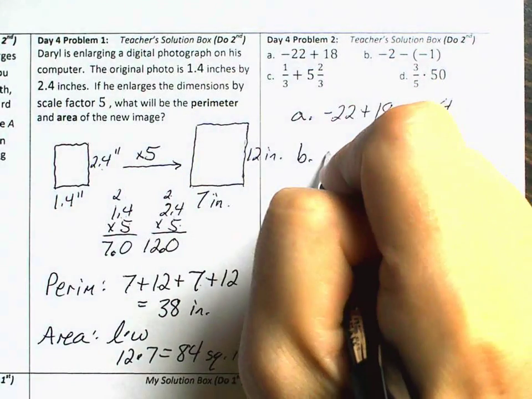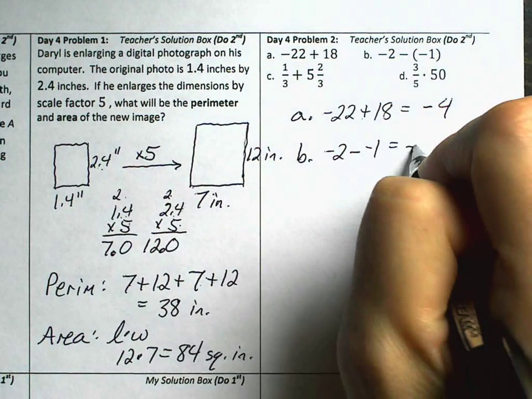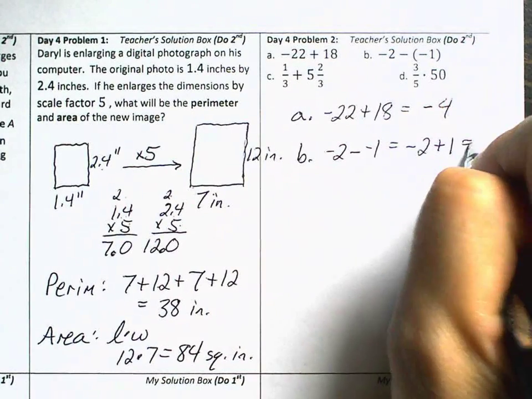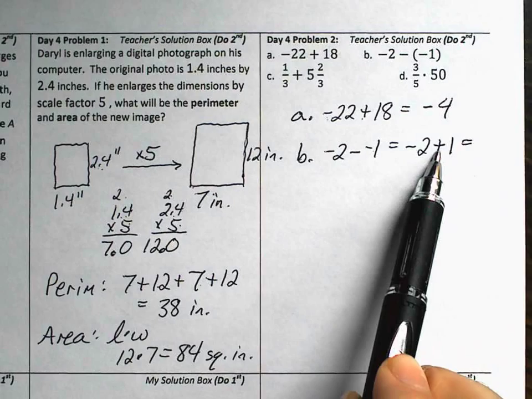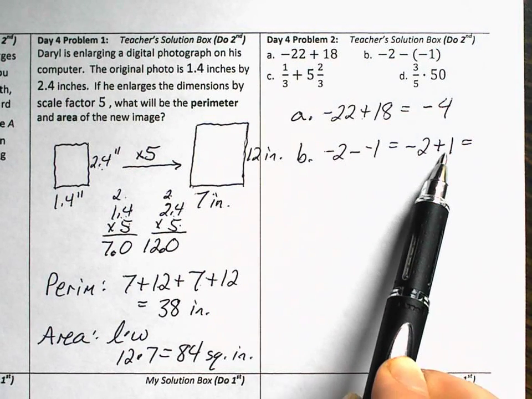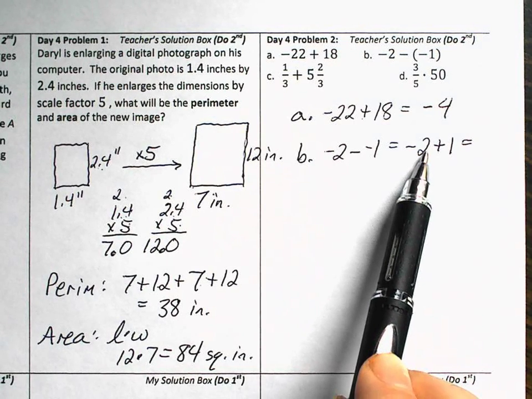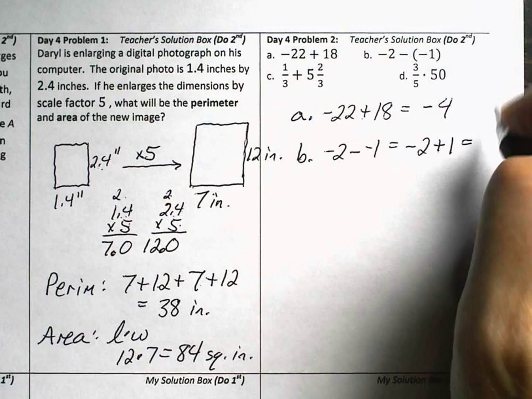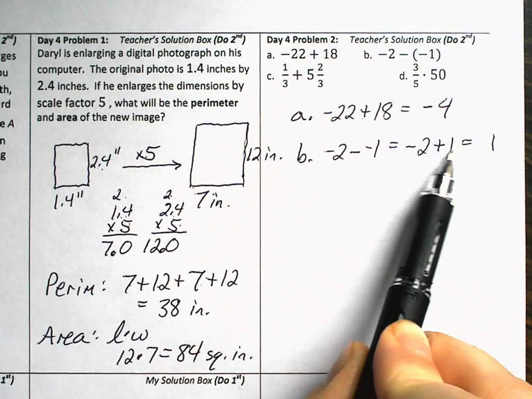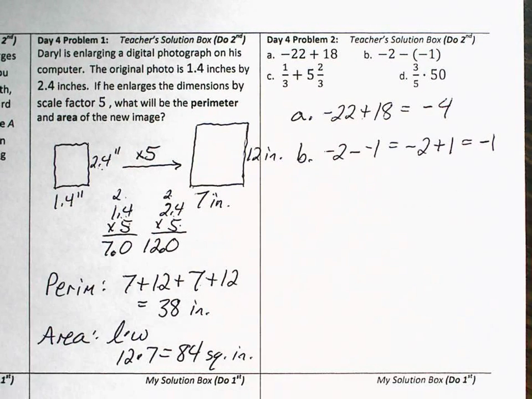Question B, negative 2 subtract negative 1. I'm going to change the subtraction to adding and change the negative 1 to positive 1. This creates an adding problem, but again, the numbers being added have different signs. So I find the difference of the numbers. The difference between 2 and 1 is 1. The larger of the two numbers is this negative, and so there's a negative in the answer.